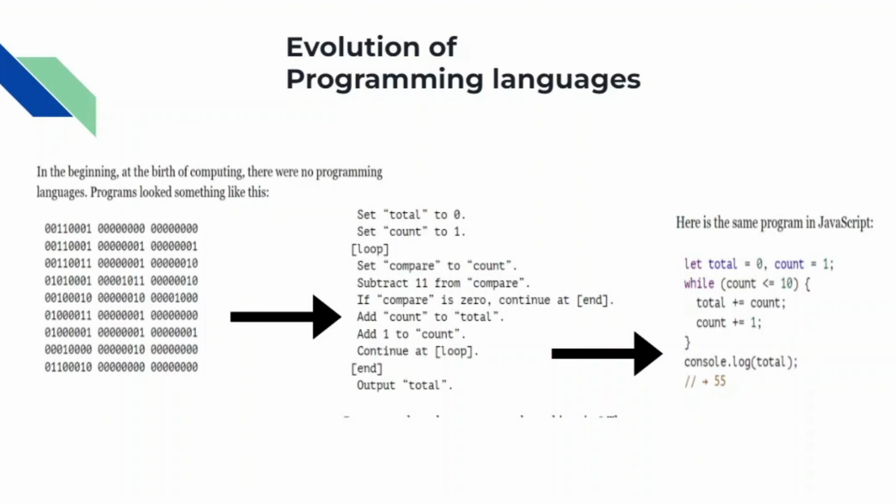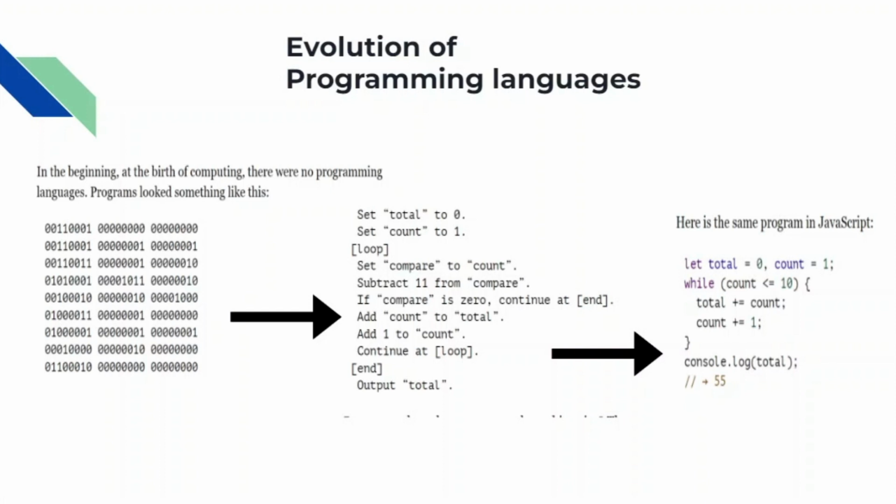Later on, we started getting languages like BASIC and Fortran, where you can write programs in a way that is somehow understandable to human beings. Then there are compilers and interpreters that translate these languages to ones and zeros for the computer. And now we have JavaScript, where you can easily write syntax that makes things so much easier. So programming languages are the languages with which we talk to computers.